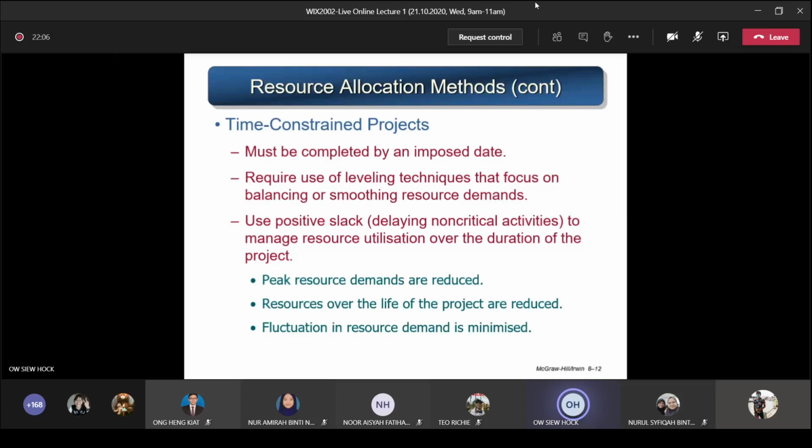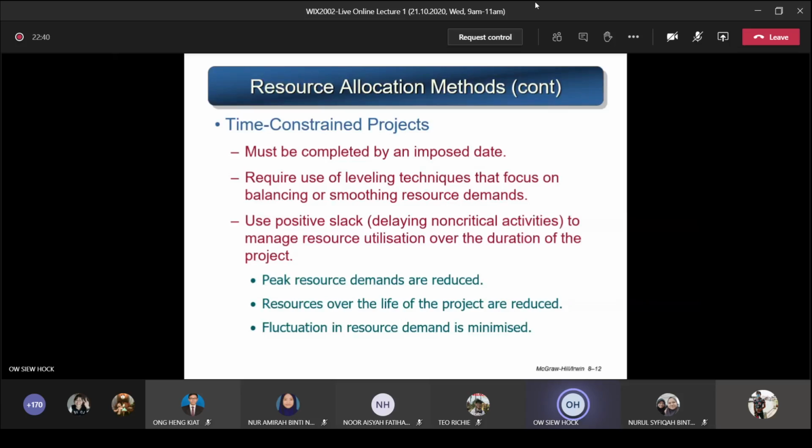By doing that, what do you get? The peak resource demands are reduced. Let's say you need 10 resources, it will come down to maybe 8. So resources over the life of the project are reduced. Because you reduce the maximum from 10 to 8, you don't need so many resources at the maximum that you cannot have. Fluctuation in resource demand is minimized. That means the up and down. Sometimes I need 3, sometimes I need 5, sometimes I need 8. The fluctuation of the demand for resources you require is reduced.